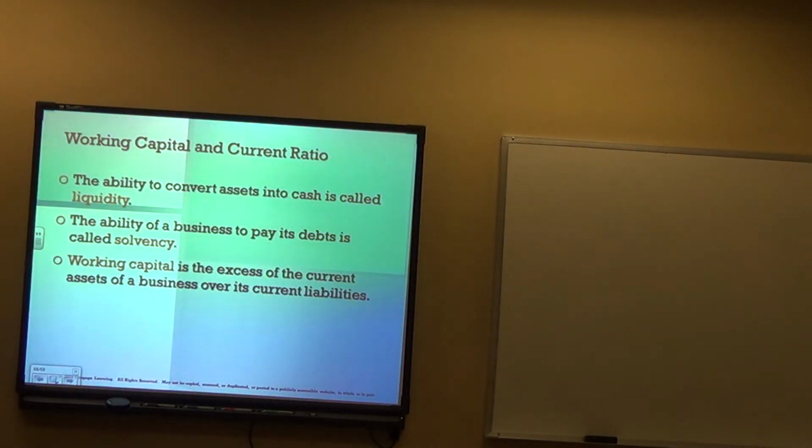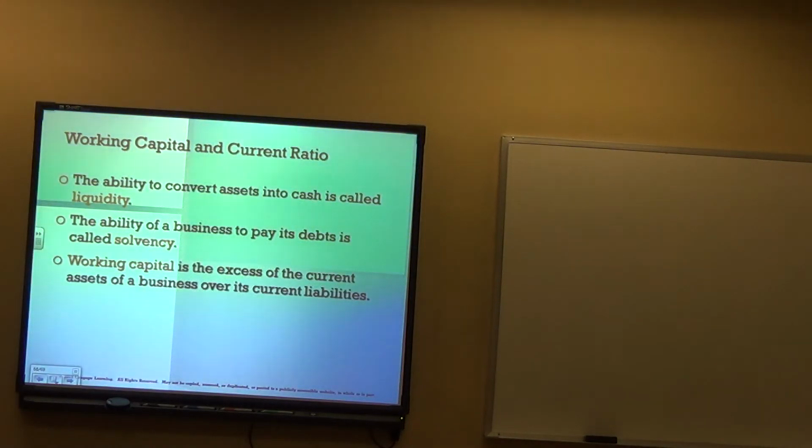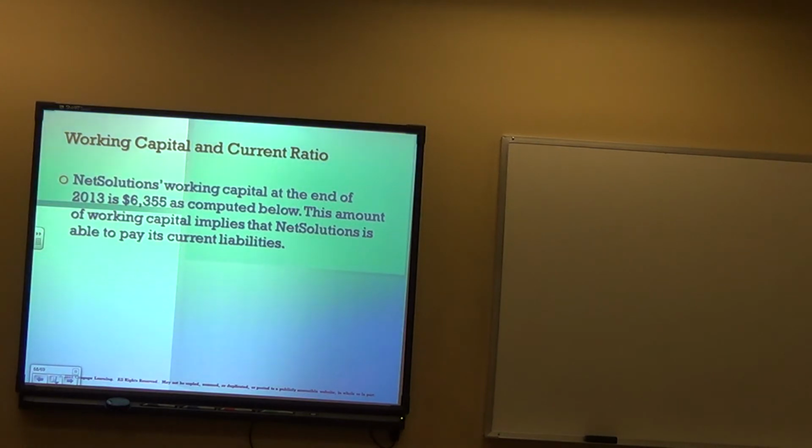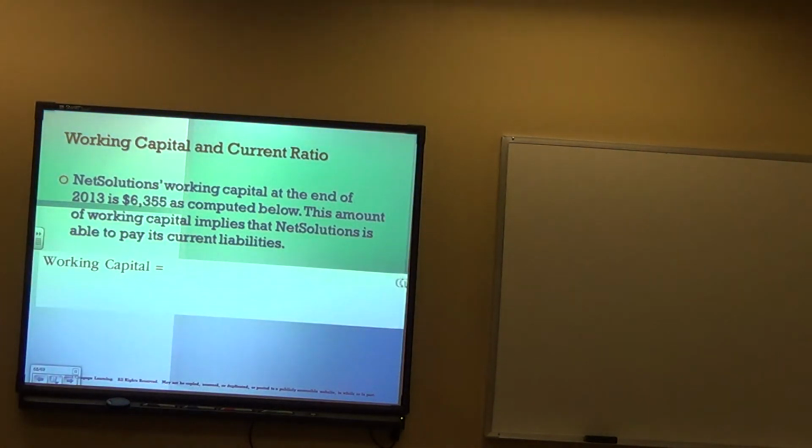So working capital is the excess of the current assets of the business over its current liabilities. So we'll take a look at this here. Net Solutions' working capital at the end of 2013 is $63.55. As computed, the amount of working capital implies that Net Solutions is able to pay its current liabilities. So we're able to pay those liabilities. We have enough cash there to be able to pay if we want to.